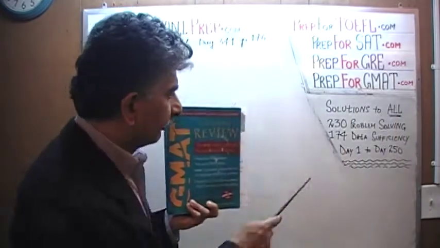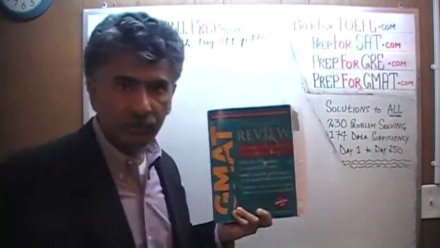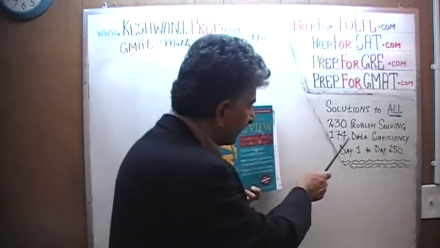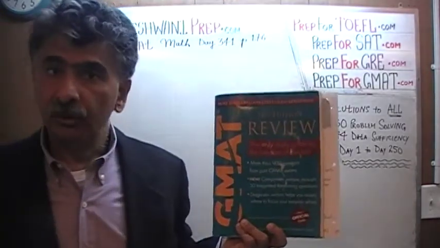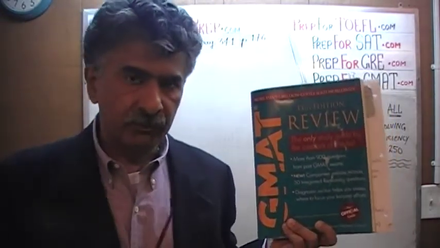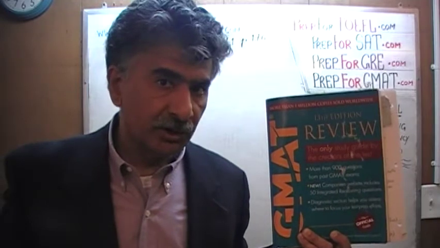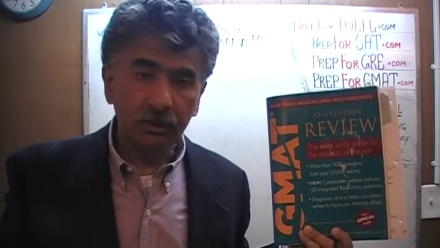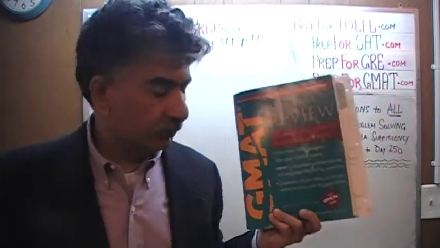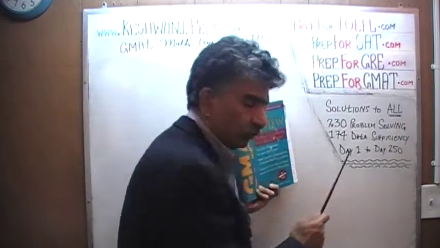The book contains 230 problem solving questions. It has 174 data sufficiency questions. We have already solved every single math problem from this book. If you are interested in watching any of the original solutions to the problems, you will find the original solutions from day number 1 through 250.